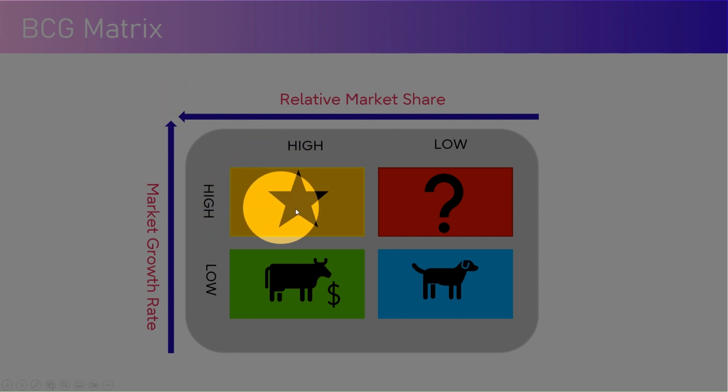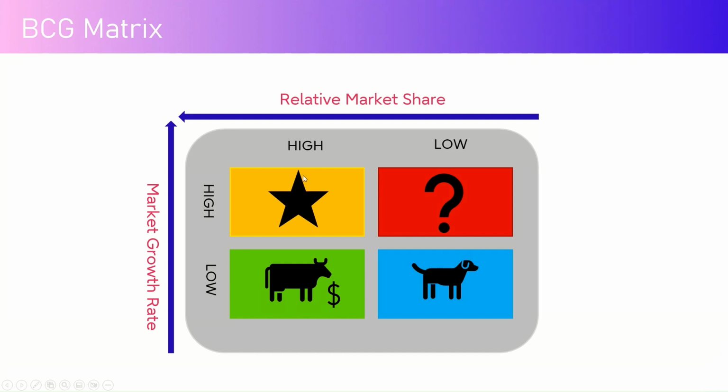This particular element is called a star element. This is your star product. It is doing well, and this is what you aspire to have. This is what you want the product to be, to further help you in building and shaping the company. This is called a star.